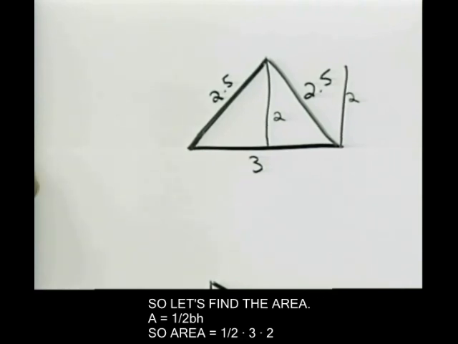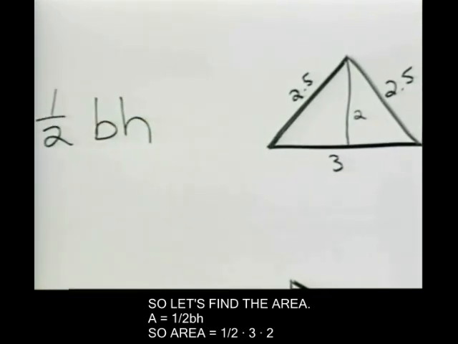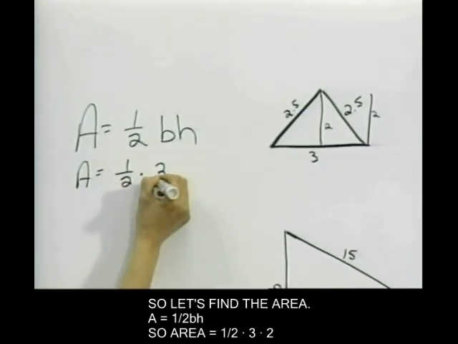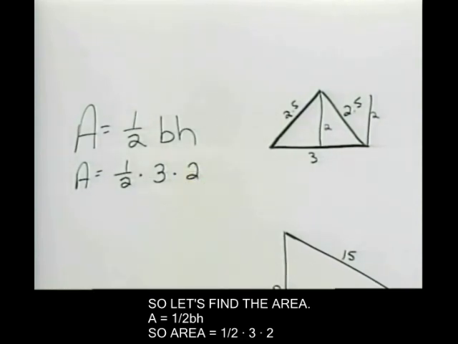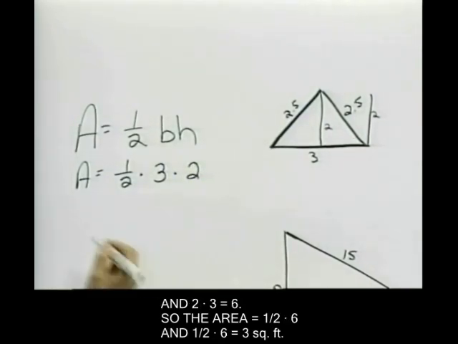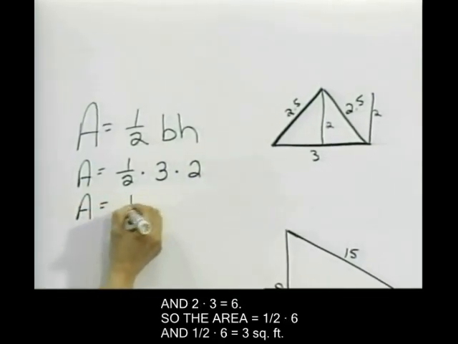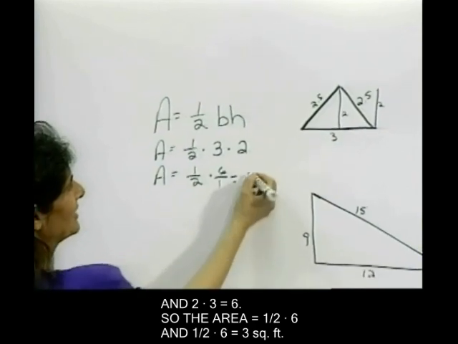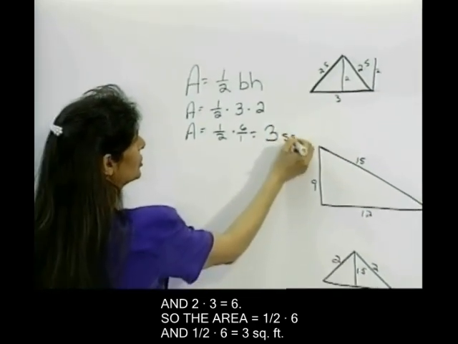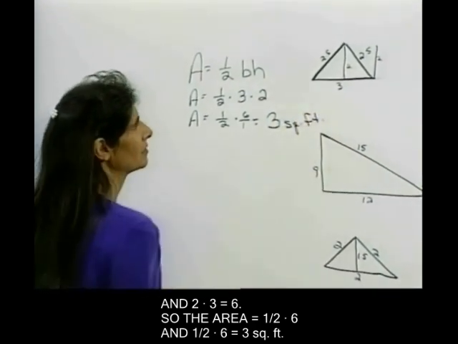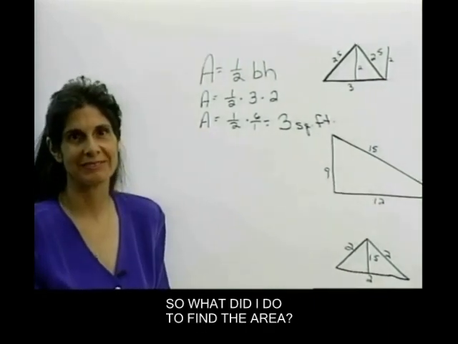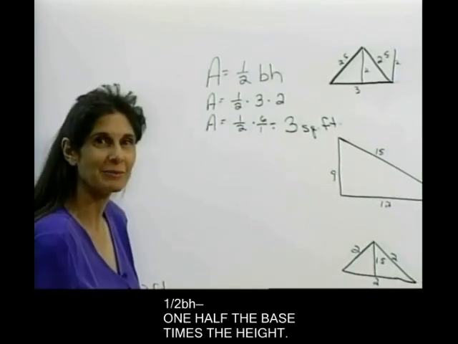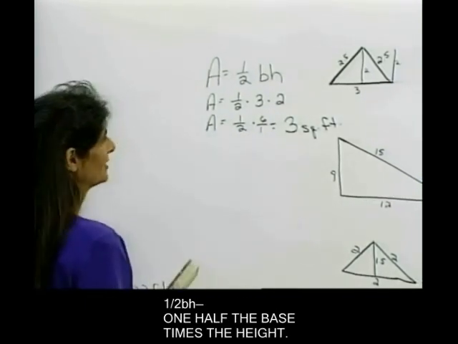Area equals 1/2 the base times the height. So area equals 1/2 times 3 times 2. And 2 times 3 is 6, so the area equals 1/2 times 6. And 1/2 times 6 is 3 square feet. So what did I do? To find the area, 1/2 the base times the height.